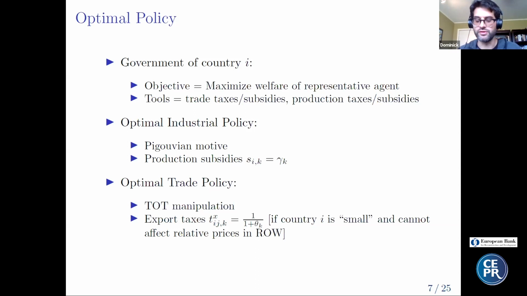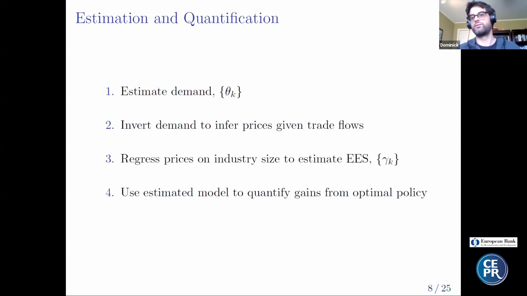Very simple. This is the policy. Now, what are we going to do with it? How do we get to estimation and quantification? So it's going to be a few easy steps. The first step is that one must estimate demand, okay? And estimating demand in our context, demand is going to be completely characterized by the data up to the trade elasticity theta. So that's the parameter that we need to know the international demand system.